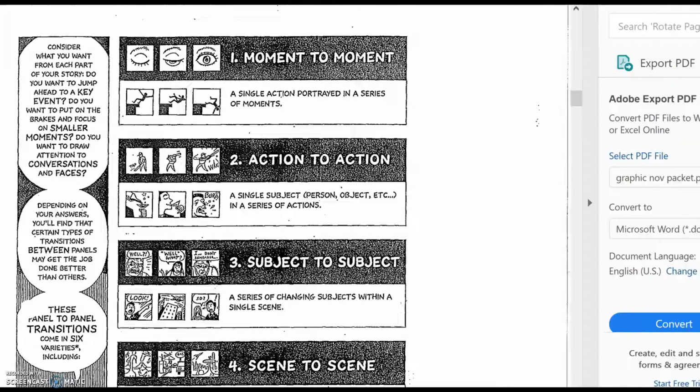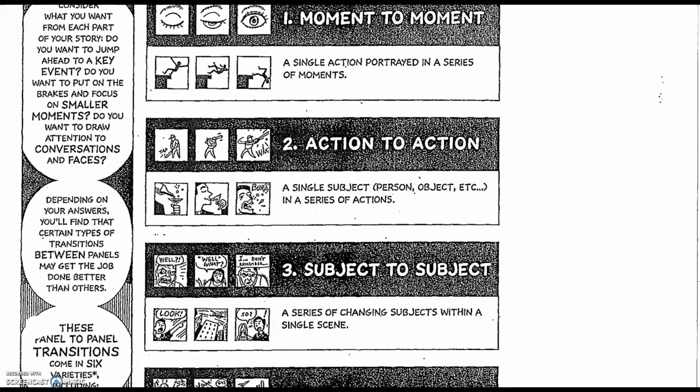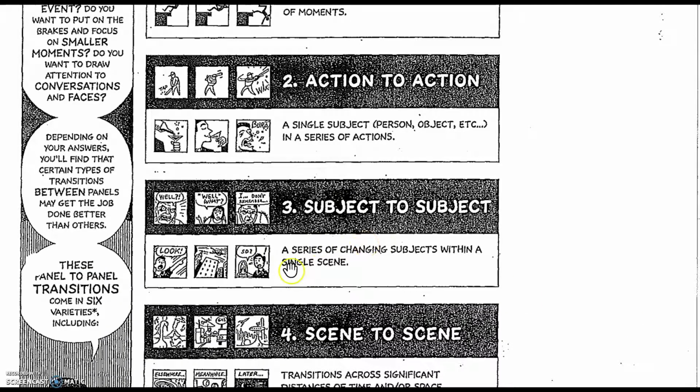Now, just like that first one, where we talked about the meaning being conveyed through words and pictures, this one talks about panel transition. So you can have moment to moment, a single action portrayed in a series of moments. You can have action to action, where you've got one person or one subject portrayed in multiple actions. You have subject to subject, a series of changing subjects. I always think of this one as like Superman: someone on the ground saying, look, and then you have Superman flying, and then someone else saying, so what? That's subject to subject. You can also have scene to scene.